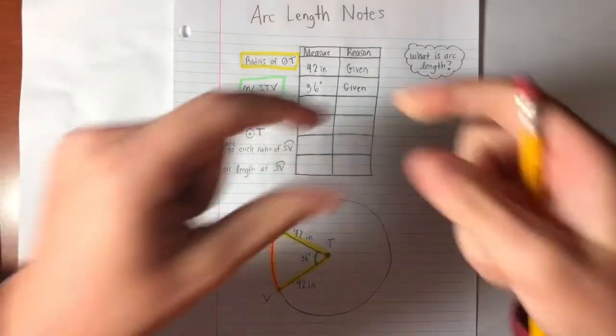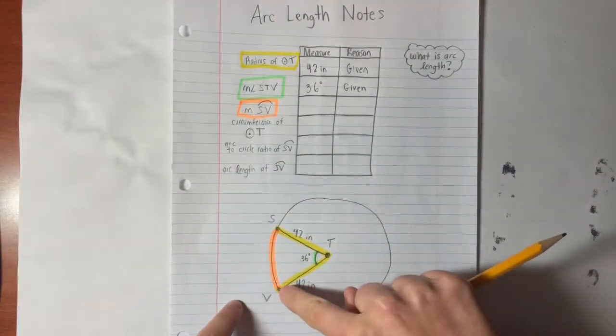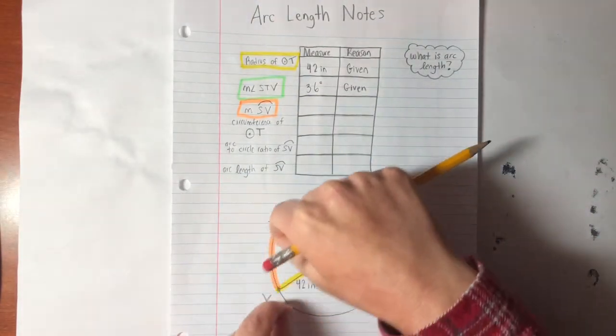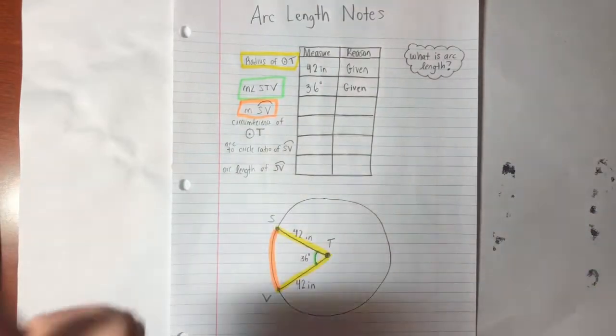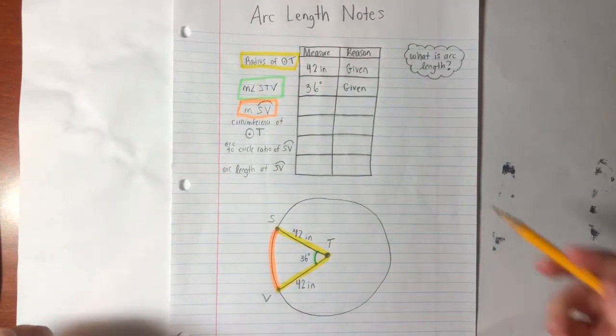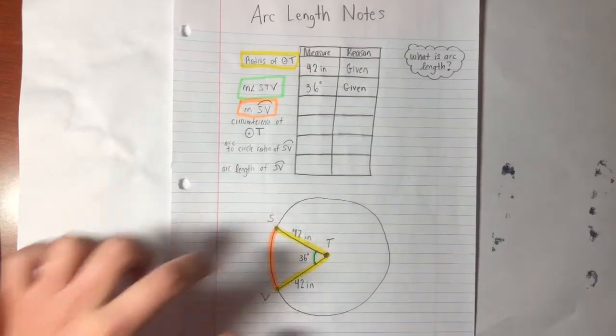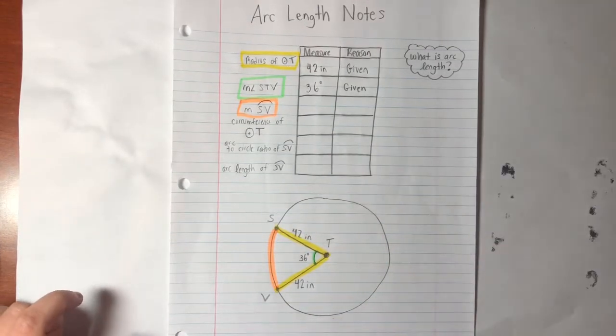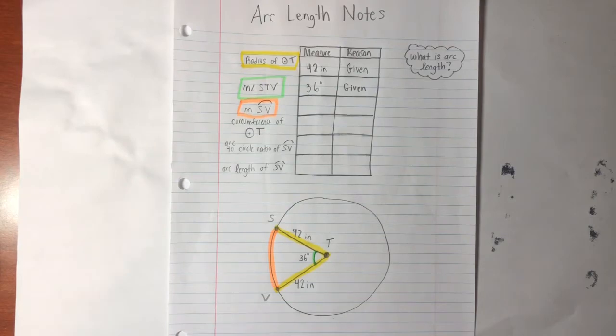So if you were to take some string, right, and line it up over the orange part right here, and then measure that string, that would give you the actual length of that piece of the circumference, okay? So we're going to be measuring the actual arc length from S to V eventually. That's going to be the last piece we do, okay? So before we get there, let's talk about some of the pieces that they fill in for us.